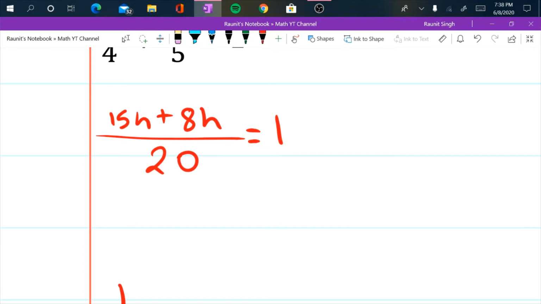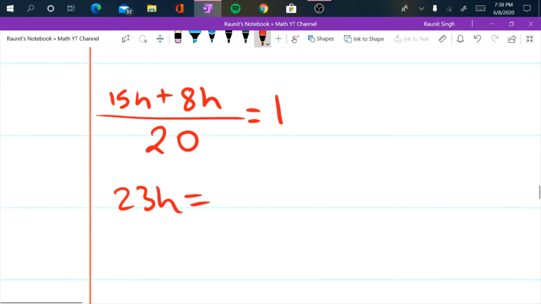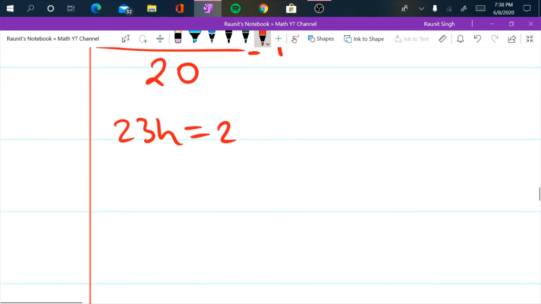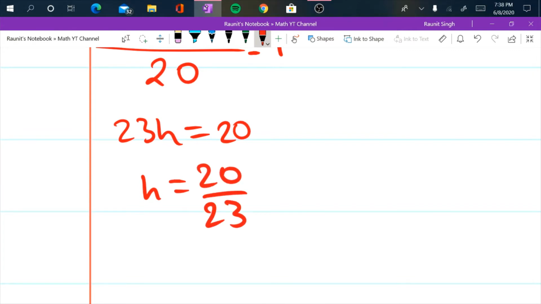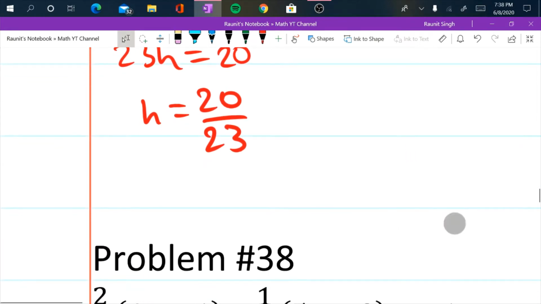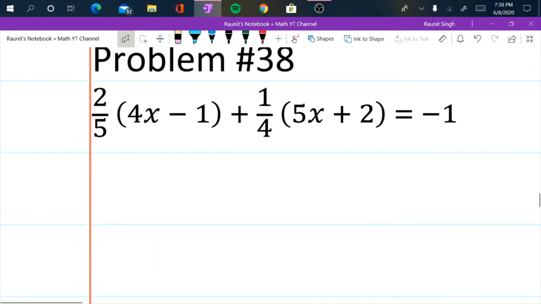So you're going to get 15h plus 8h. Well, really, we can simplify this to 23h is equal to 20. And then now we need to divide both sides by 23 to get h equals 20 over 23. Now we make sure that we can't simplify this any further, and since we can't, we're going to move on to the next problem.